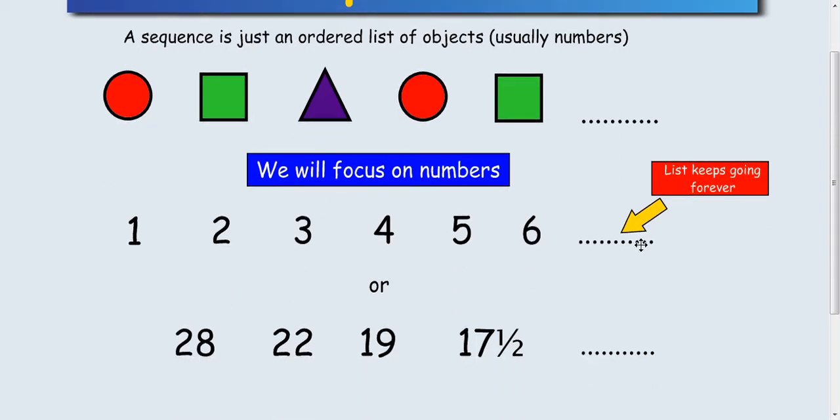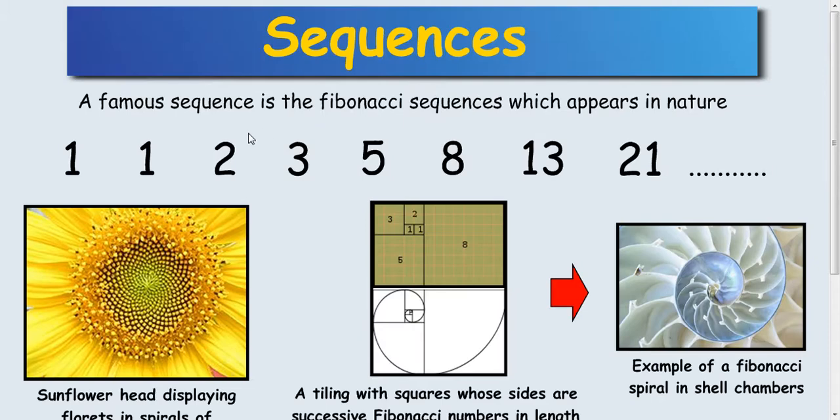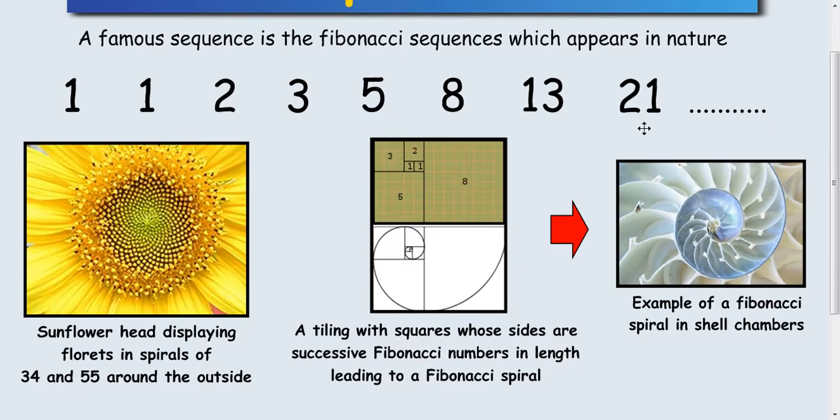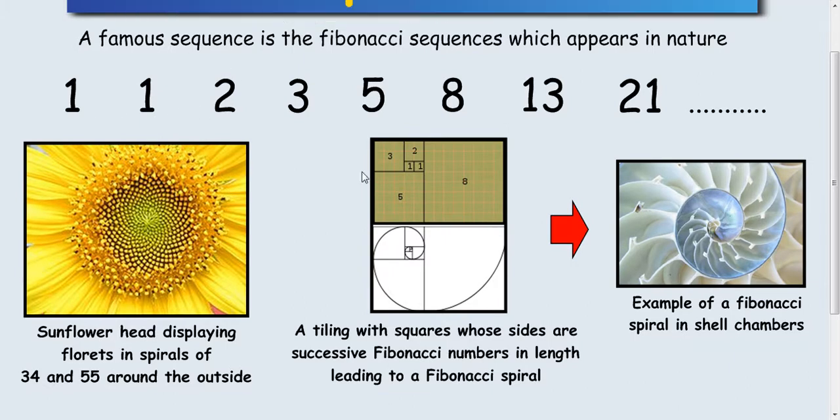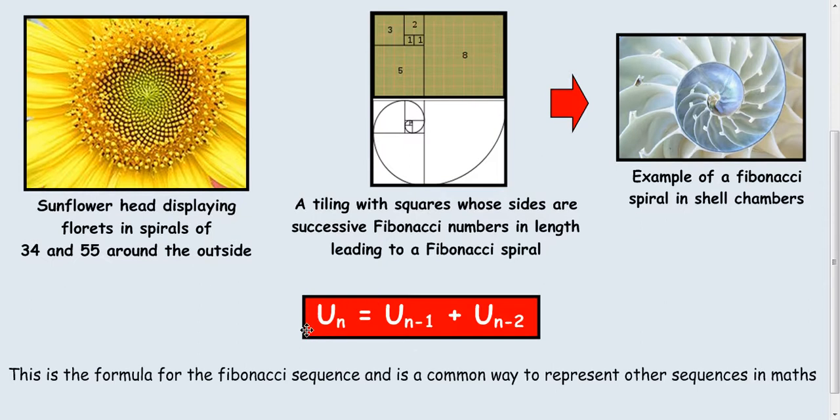If you see dots at the end of a sequence, this just means the list keeps going on forever, like our number system or any other sequence that you might see with the dots at the end. A very famous sequence here, the Fibonacci sequence, adding two terms to get the next one, and so on, can be seen in nature. We're going to look at this idea here at the bottom. This is how to write out something called a recurrence relation. We'll look at that in more detail in the next lesson.